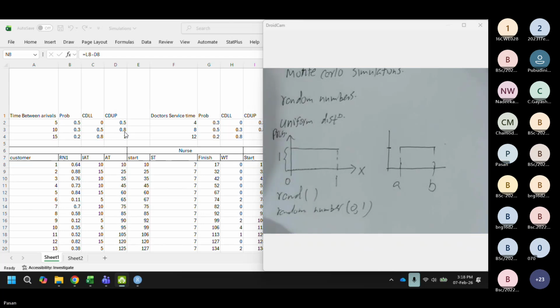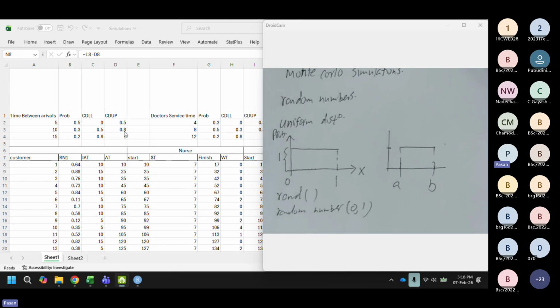So based on those random numbers, we are generating random numbers between 0 and 1, and using those random numbers, we can do some approximations. So our target is to do those approximations by using the concept of the random number.